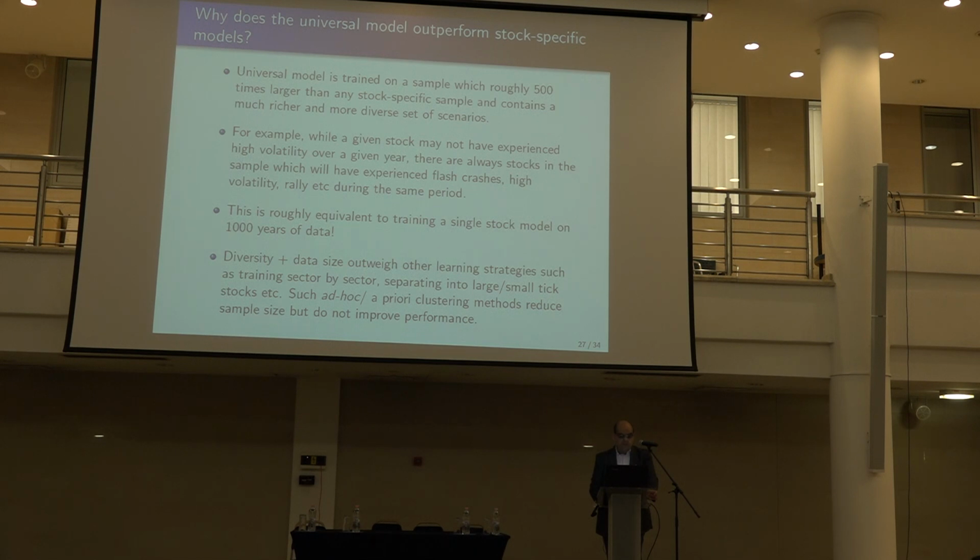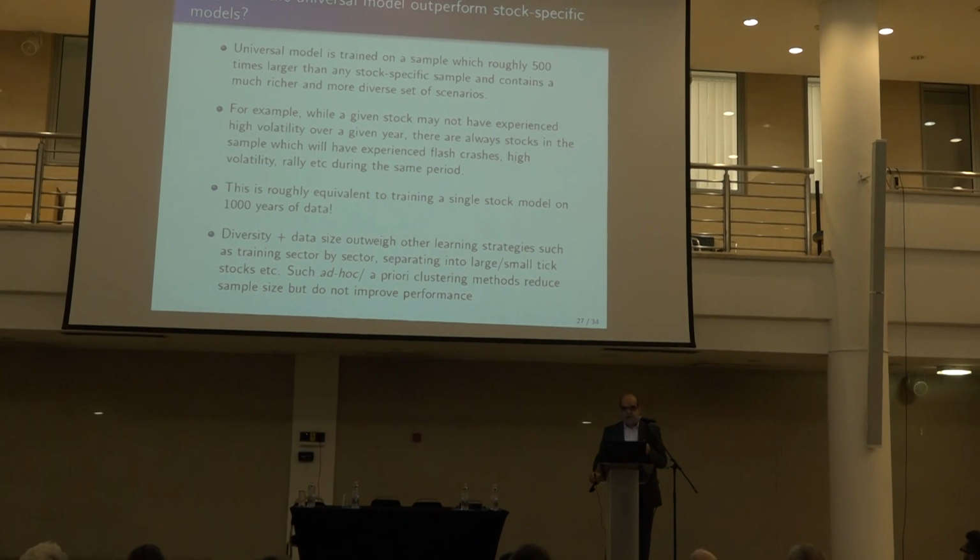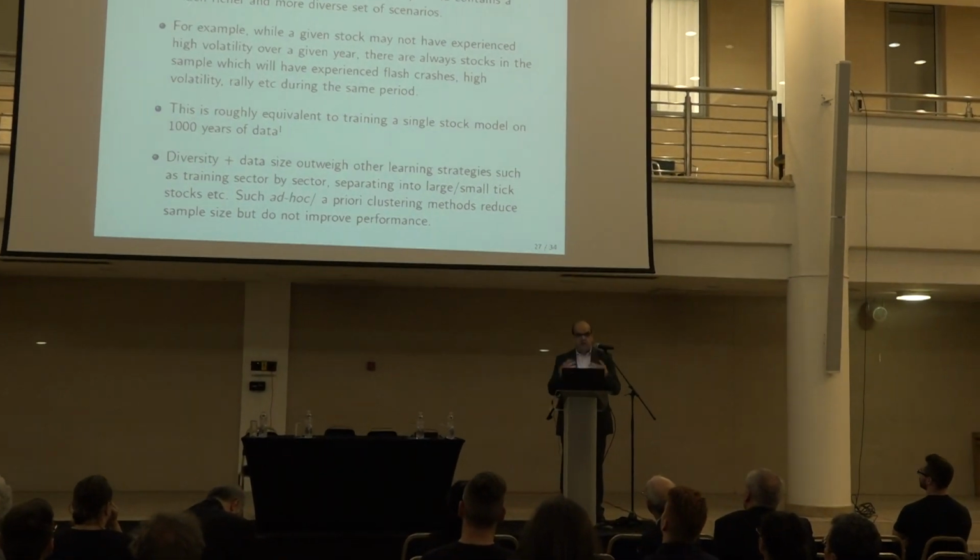So why does the universal model outperform the stock-specific models? Well, because you pool together 500 or 1,000 stocks, so you have 500 times more data. So it's like you have 500 years for one stock instead of 1 year. Well, of course, you're going to have a much better performance. But this is only true if there is universality, if the correspondence you're trying to estimate is the same for all stocks. And what we have is non-parametric evidence that this is true. Okay? And another reason is that you have much more diversity when you pool stocks together.